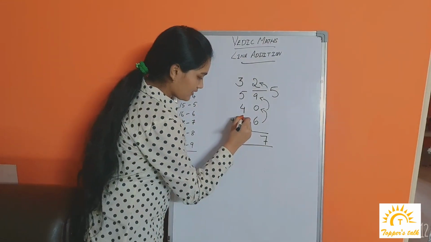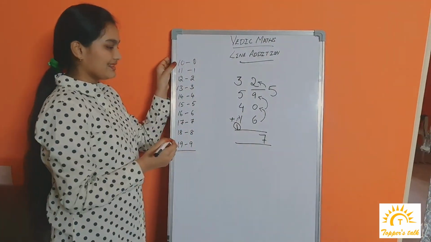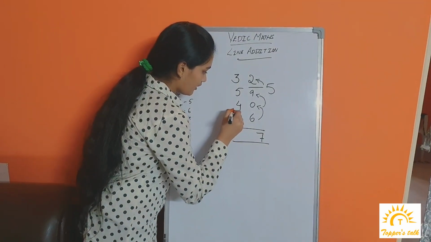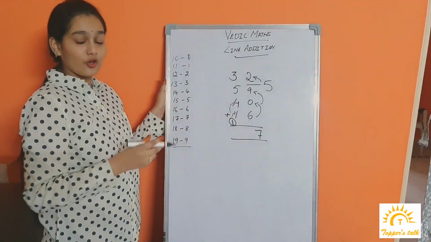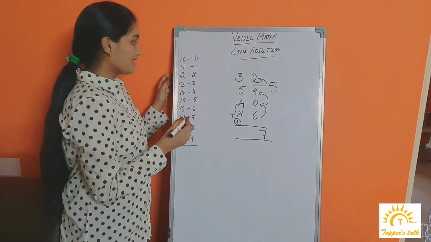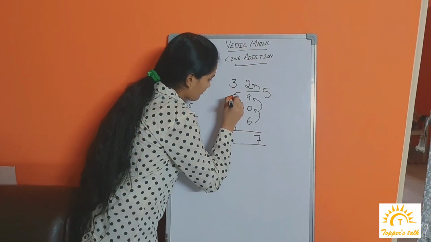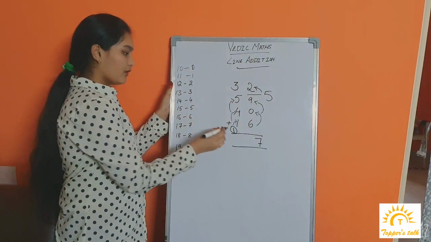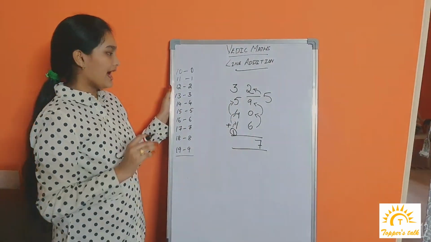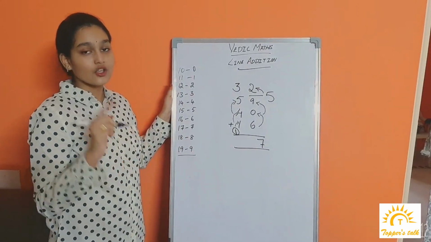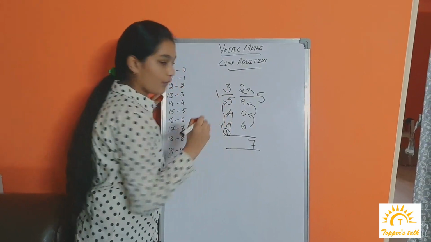Now add this 1 to this 1. 1 plus 1 is 2, and 2 is less than 10, so we have to add 4. 1 plus 1 plus 4 is 6, and 6 is still less than 10, so we have to add 5 as well. 1 plus 1 plus 4 plus 5 is 11, and 11 minus 10 is 1. So we have to draw a line here and write 1.